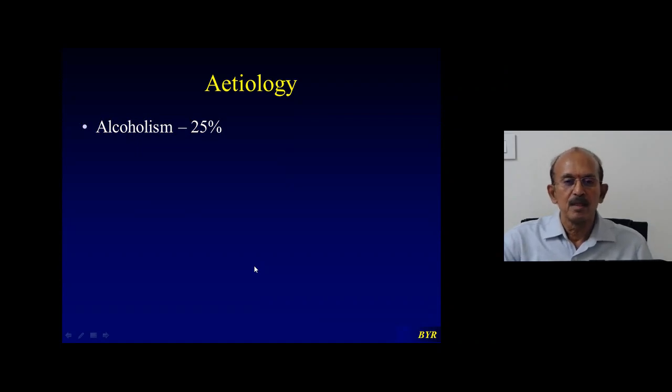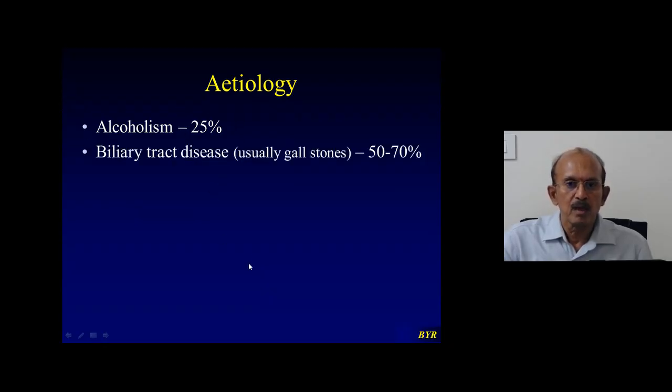Etiology: alcoholism. About 25% of the cases are due to alcoholism. Biliary tract disease is 50 to 70%. So these statistics I am mentioning are from the Western world, but our Indian statistics are reverse. Alcoholism about 70% and biliary tract disease around 25 to 30%.